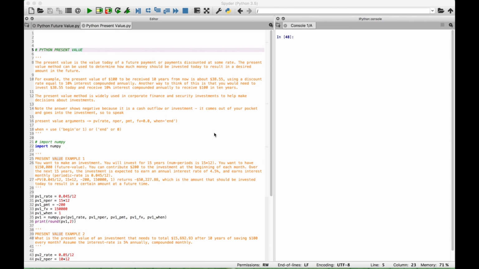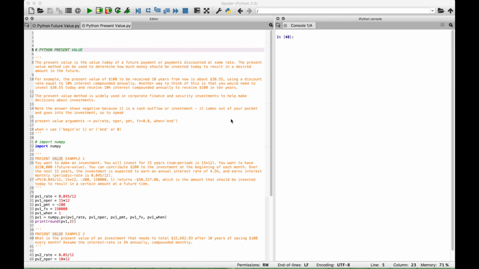Hello everybody. In this Python tutorial, we're going to go over how to calculate the present value and the future value. A few notes before we get started. The present value is the value today of a future payment or payments discounted at some rate. The present value method can be used to determine how much money should be invested today to result in a desired amount in the future.